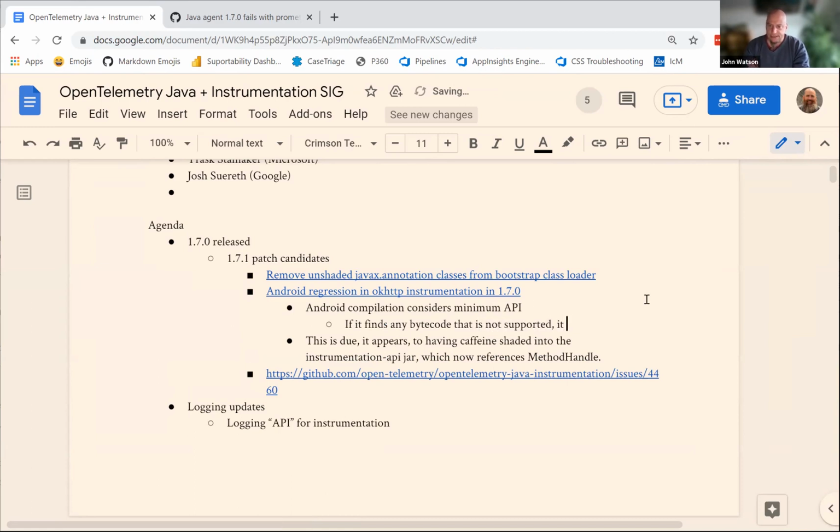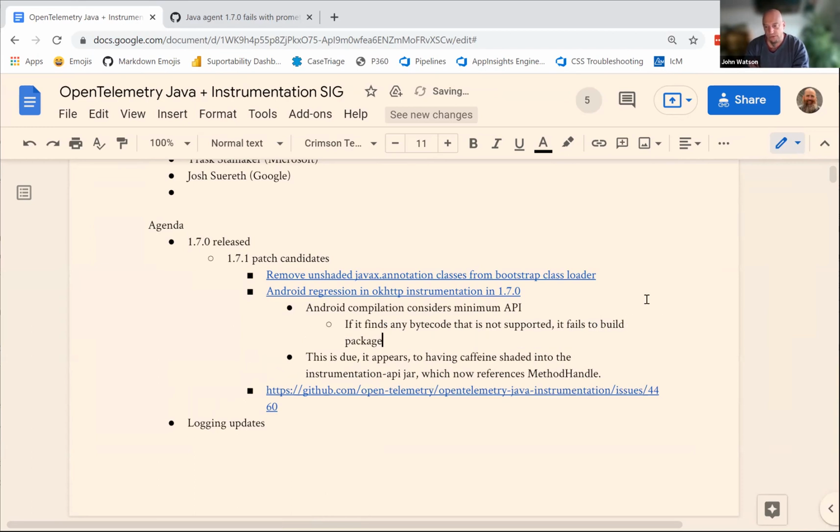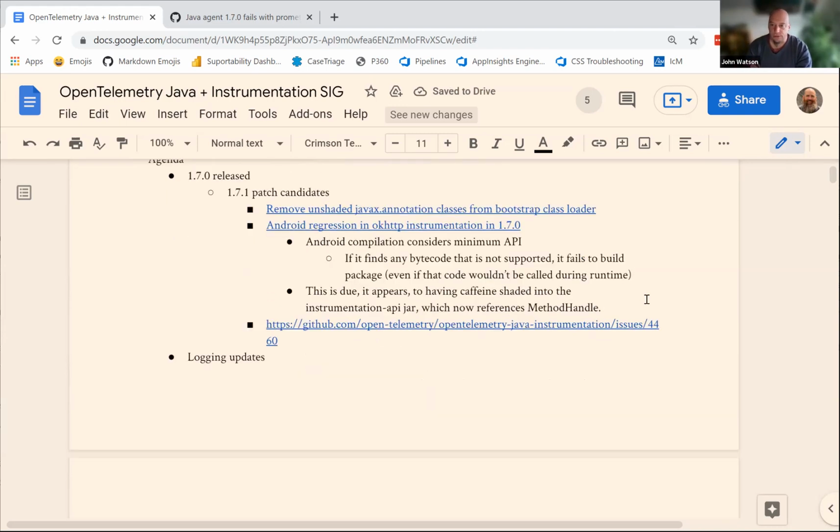And it looks like in 1.7, the instrumentation API now shadows Caffeine 3. I'm taking Lori's word for it. I believe this is probably the case, which apparently has method handle references in it, which then causes the packaging to blow up. Gotcha. So the method handle is used inside of Caffeine 3 itself. That is what I've been told, or at least that's what Lori said in the thread that we were writing about it.